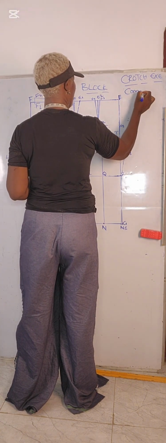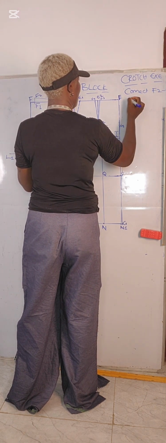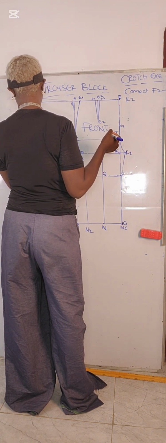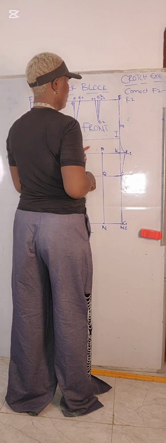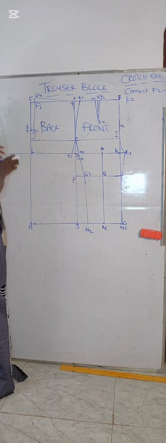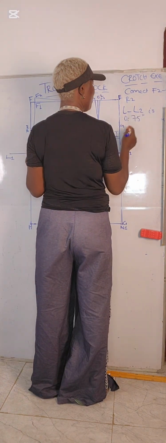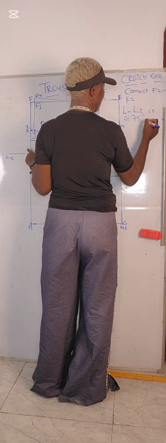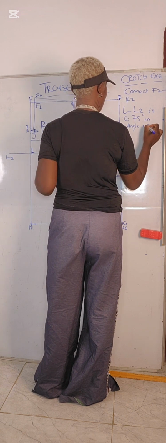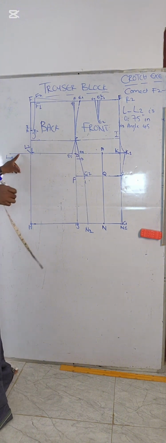Connect F2 to R2 with a curved line. L to L2 is 0.75 inches in. Here is our L2. That way is our L2.